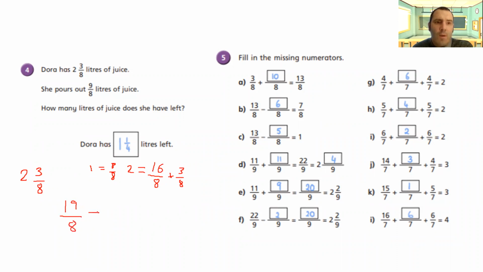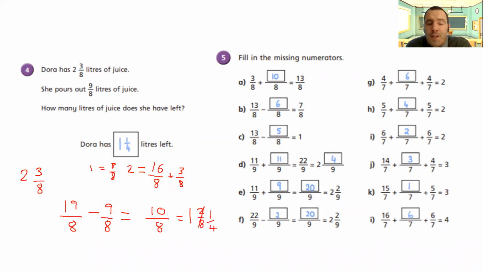I then need to take away 9/8. So 19 take away 9 will leave me with 10/8. And now I can use my number knowledge. I know that 8 goes into 10 once, so I'll get 1 whole and I'll have 2 eighths left over. I could leave it like this, but I know that I can simplify 2/8. I can divide both by 2 and it will become 1 1/4.